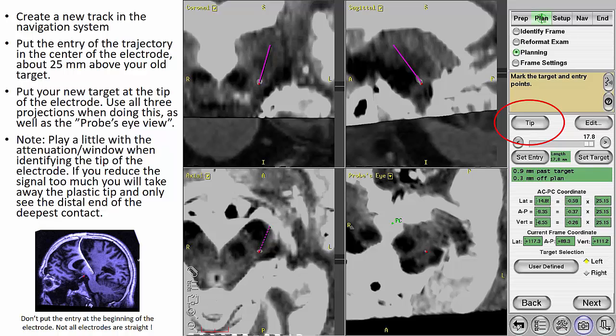You will need to play a little with the window when you're identifying the tip of the electrode. If you reduce the signal too much, you will take away the plastic tip and only see the distal end of the deepest contact.